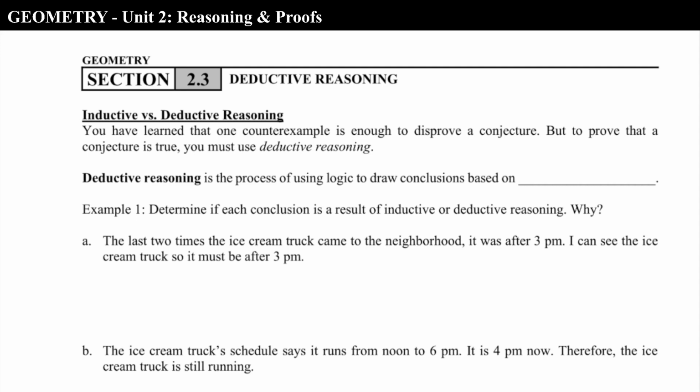So in this section we are going to talk about a different type of reasoning than what we've been talking about in the last two sections. And the best way to describe deductive reasoning is by comparing it to inductive reasoning. So you've learned that one counterexample is enough to disprove a conjecture. But to prove that a conjecture is true, you must use deductive reasoning. Deductive reasoning is the process of using logic to draw conclusions based on rules or laws.